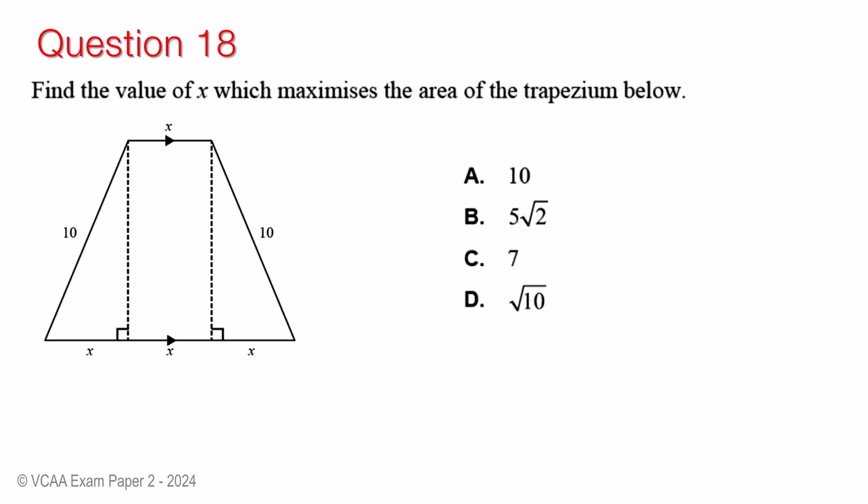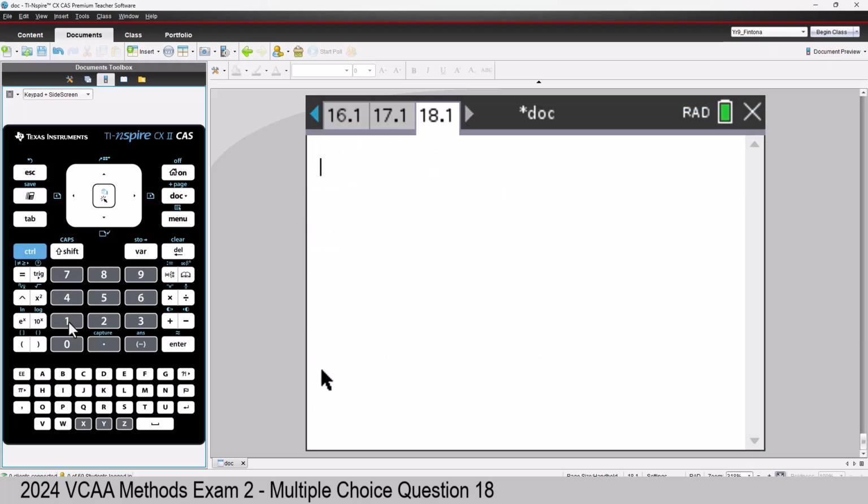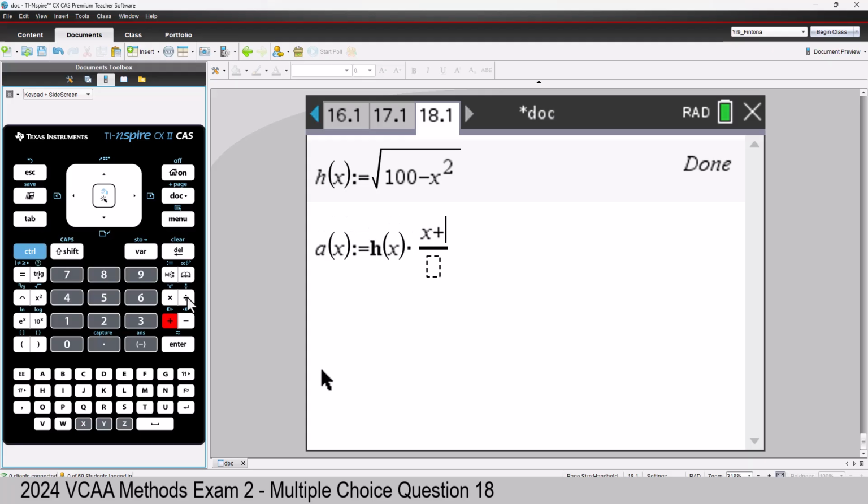Question 18. To calculate the area of the trapezium, we need an expression for the height. We can use Pythagoras' theorem and get h equals the square root of 100 minus x squared. So the area of the trapezium is gained by calculating the height and multiplying it by the average of the top and base of the trapezium.